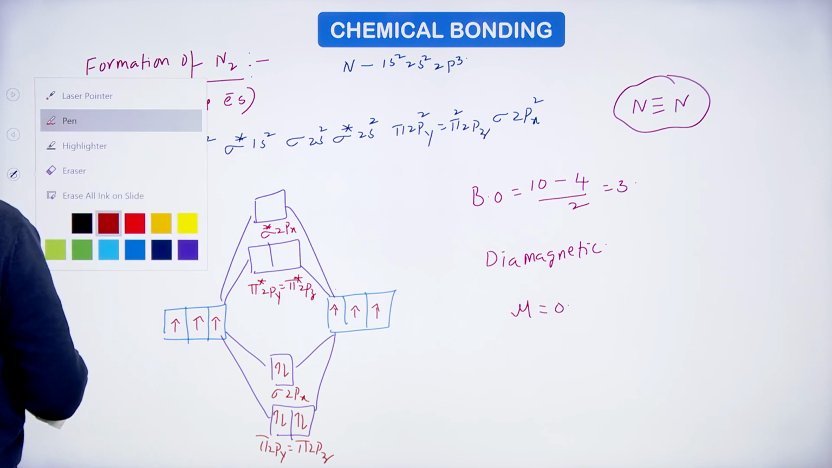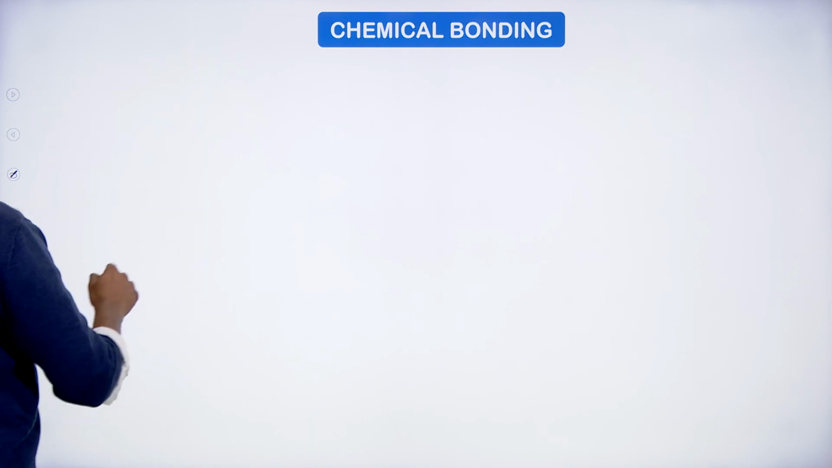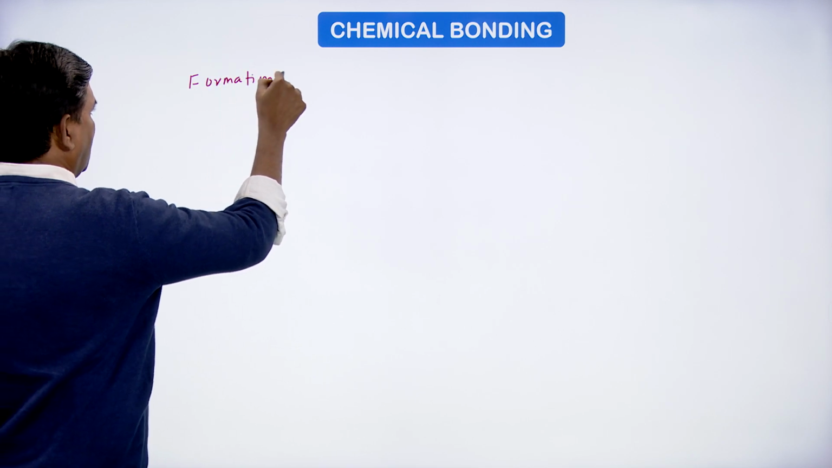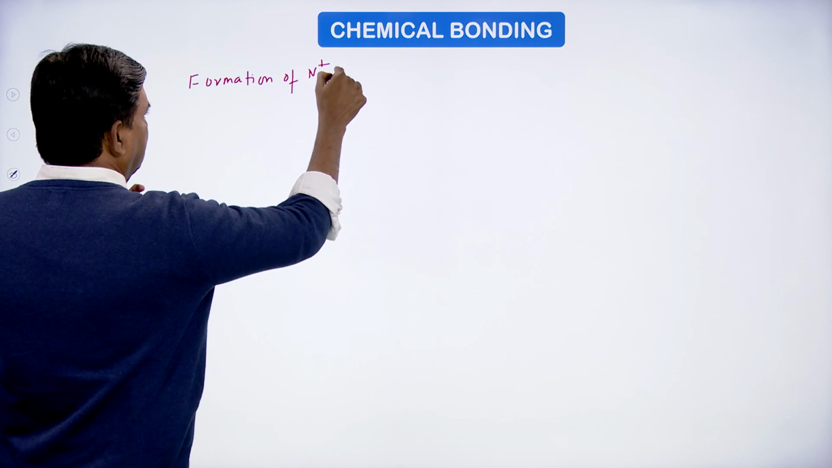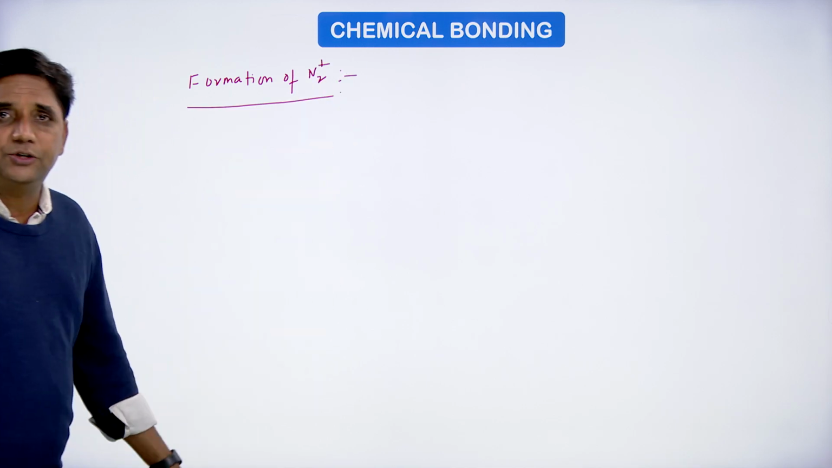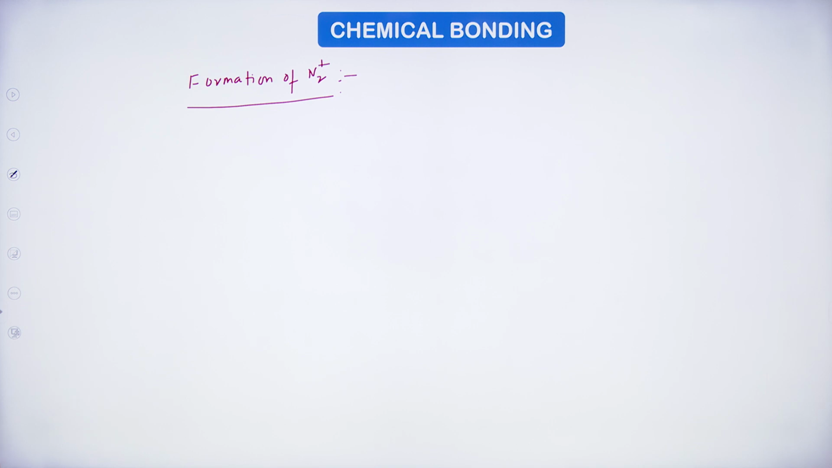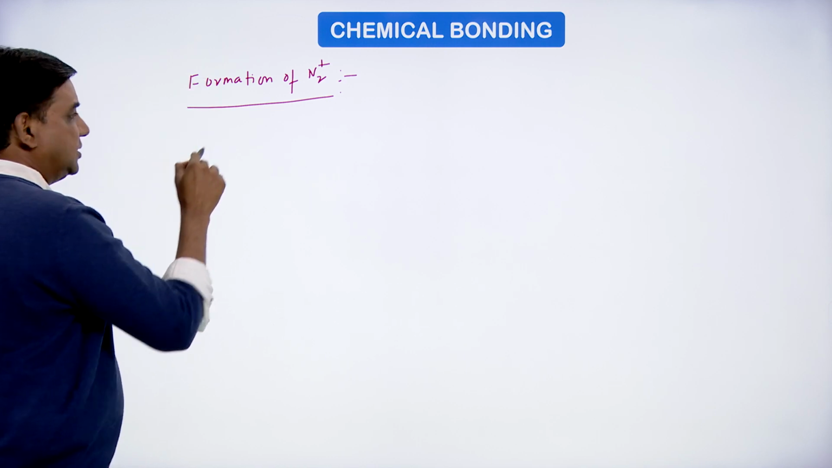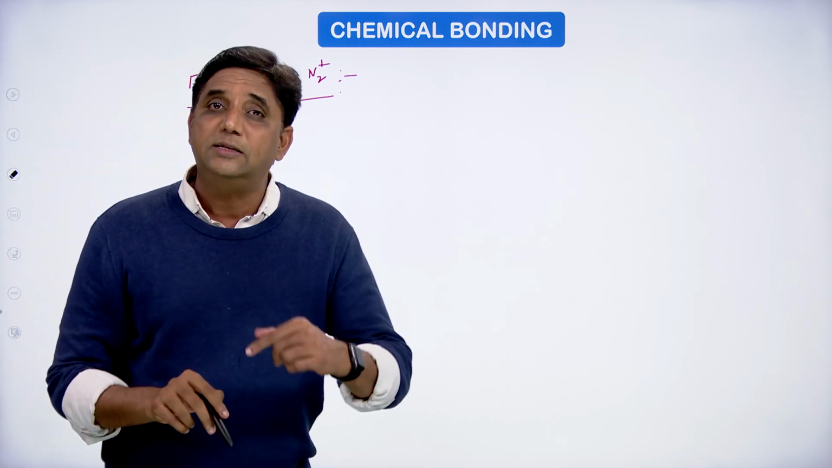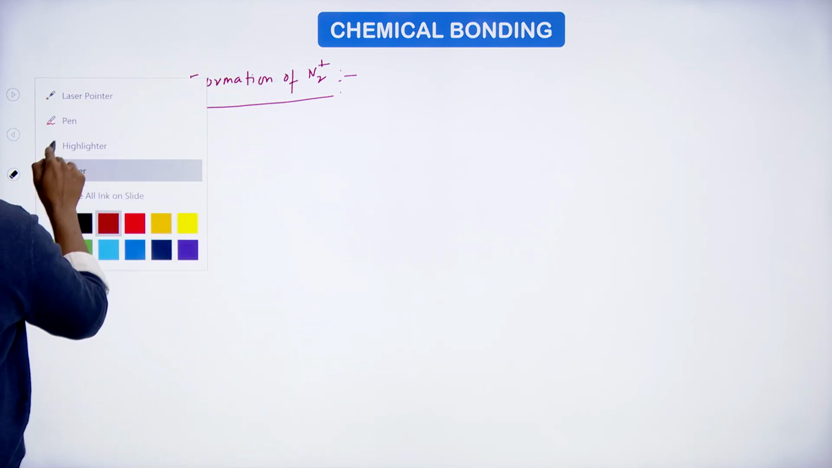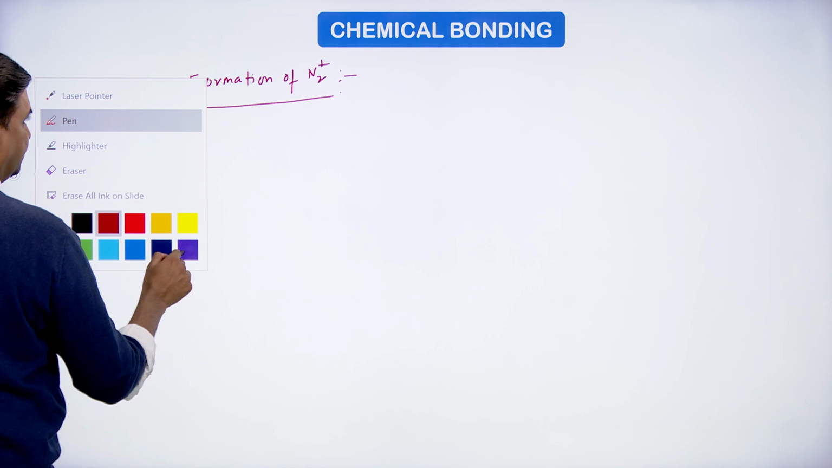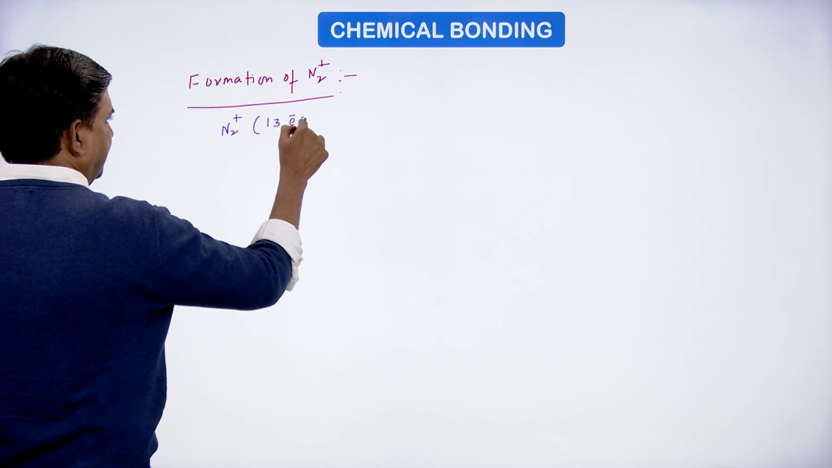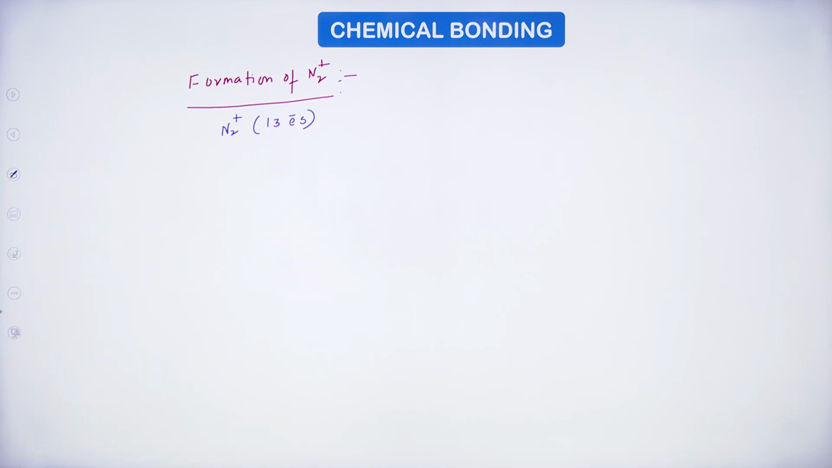Next, formation of N2 plus. N2 plus means, students, 13 electrons. N2 has 14 electrons. One positive charge indicates loss of 1 electron. Therefore, N2 plus contains 13 electrons.